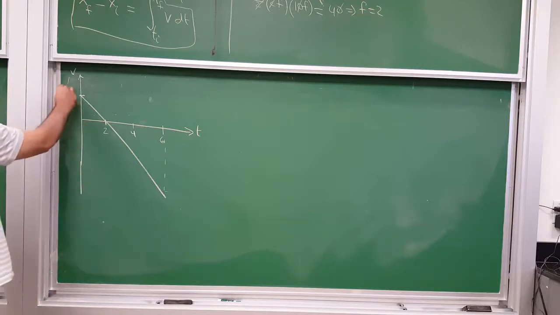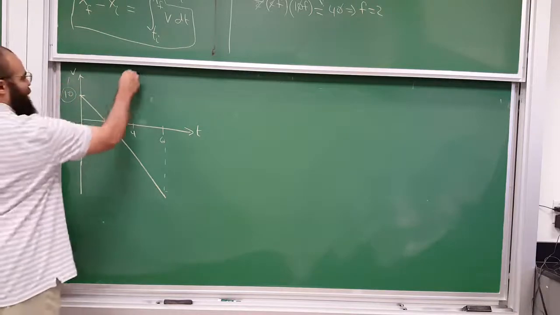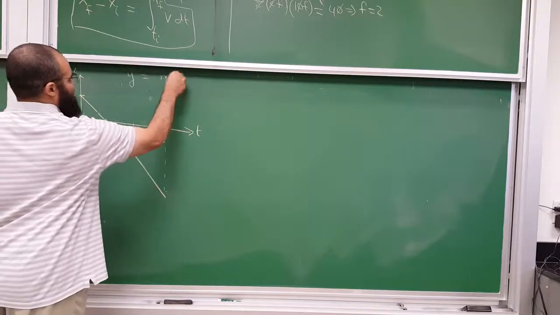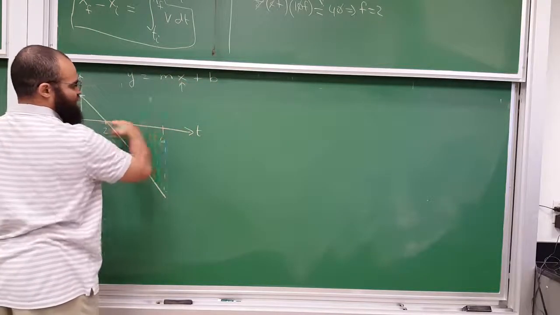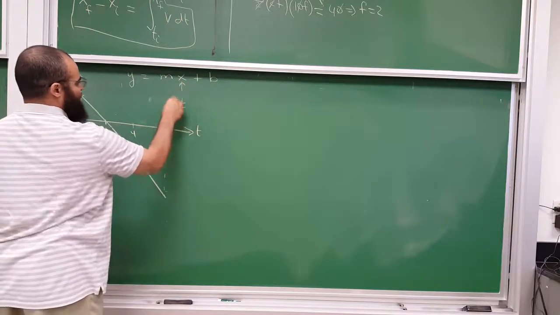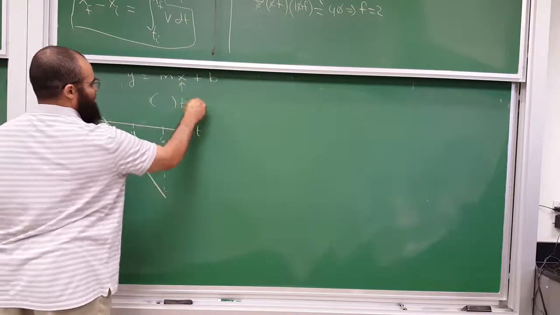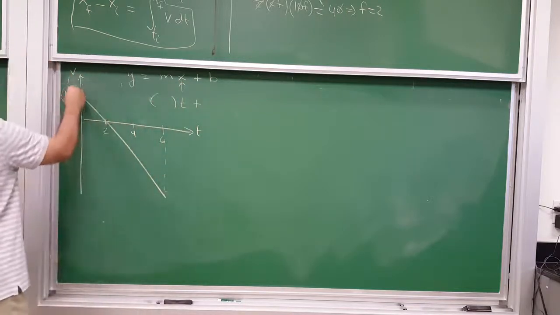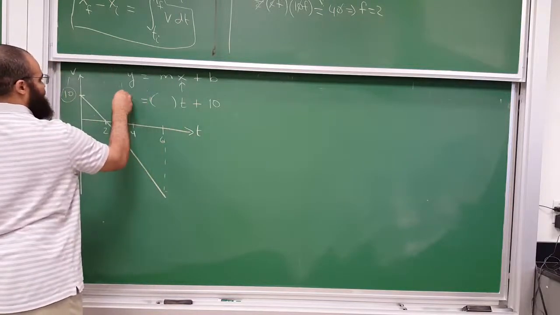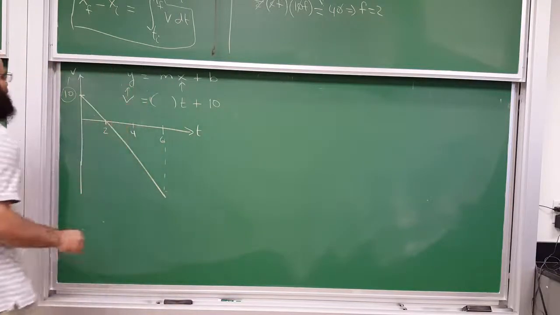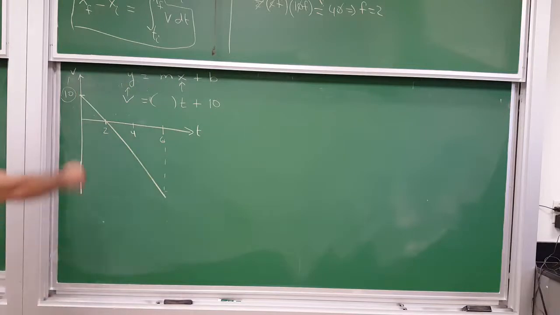The y-intercept is 10, right? So I know that y is equal to mx plus b. The x here is what's plotted on the x-axis, so that's the time. This is the slope. The b is the y-intercept, which is the 10. So I know b is 10, and then the y is the velocity here. That's the velocity part. So what's the slope of this curve here?